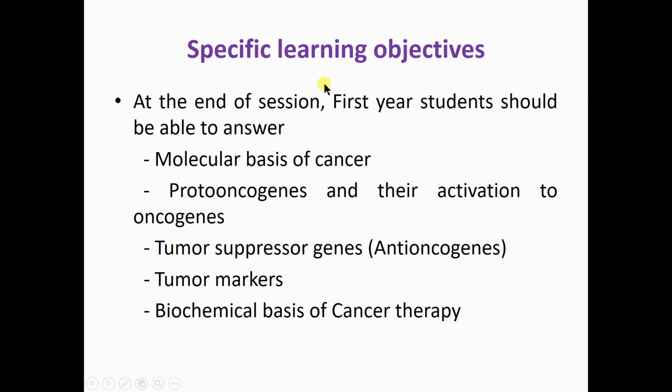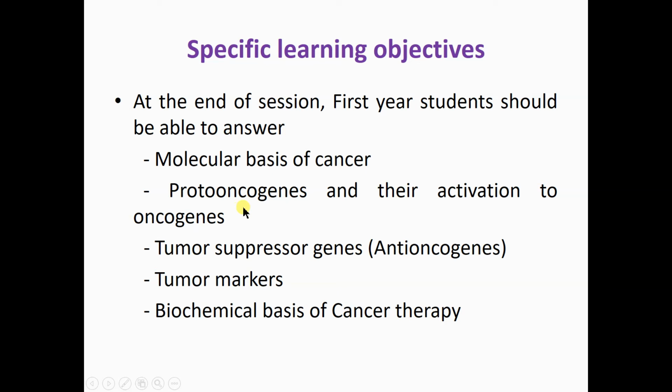So the specific learning objectives of this session: at the end of the session you should be able to answer what is the molecular basis of cancer. Then you should know what proto-oncogenes are and how they are converted to oncogenes. Then which are the different tumor suppressor genes, also known as anti-oncogenes. Then we discuss tumor markers, and lastly we discuss briefly the biochemical basis of cancer therapy.